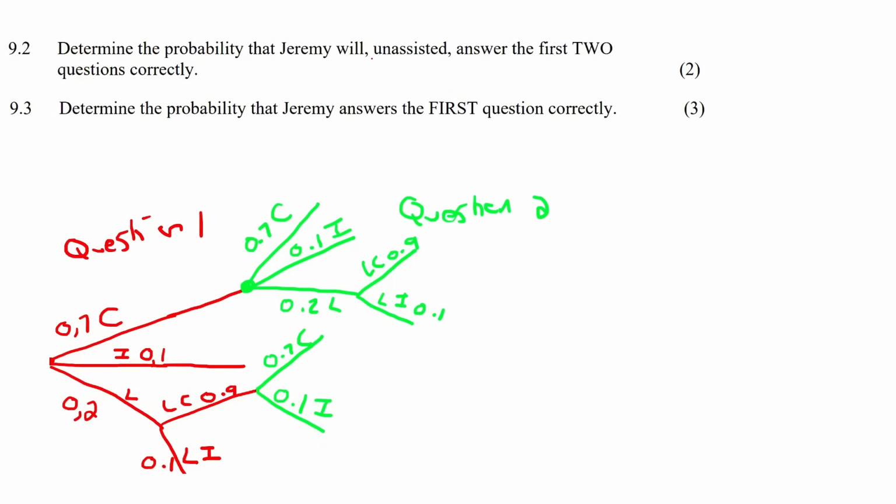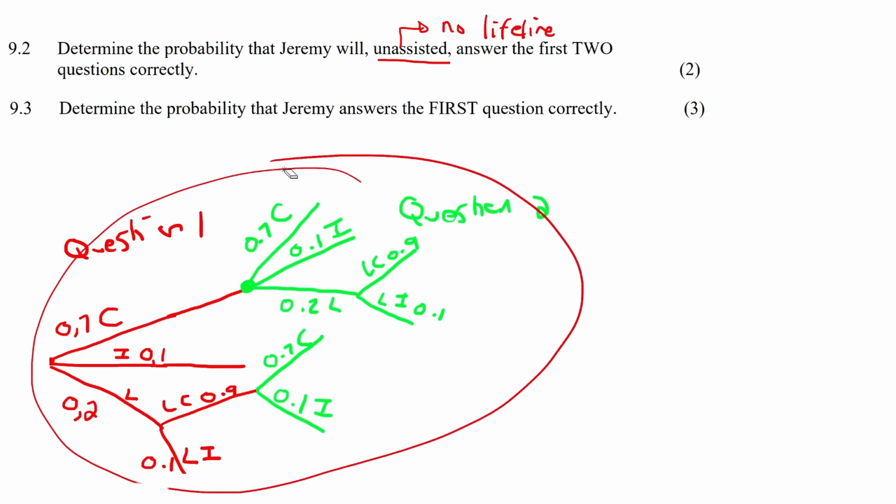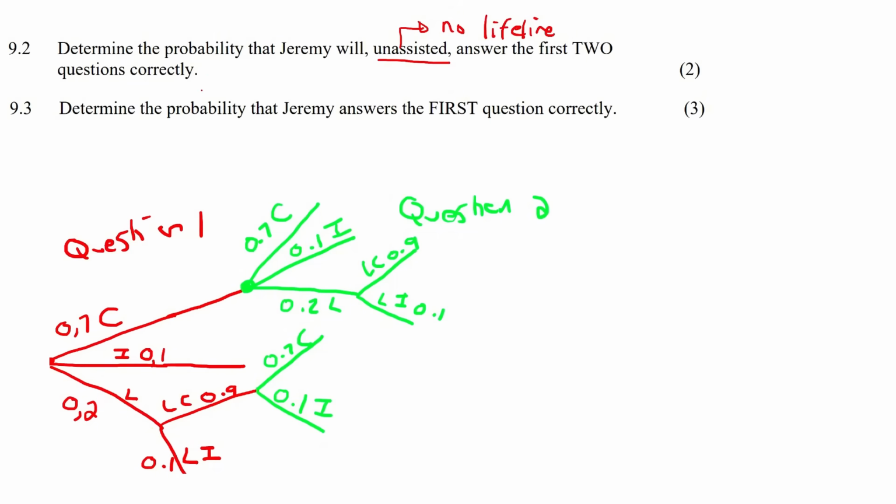So determine the probability that Jeremy will, unassisted, answer the first 2 questions correctly. Unassisted means no lifeline, no using a friend's help. Okay, so where on this diagram are we going to see Jeremy getting 2 questions correct by himself? Well, that would be here and then there. So you see, that's the pathway that he would have to follow to get 2 questions correct by himself.